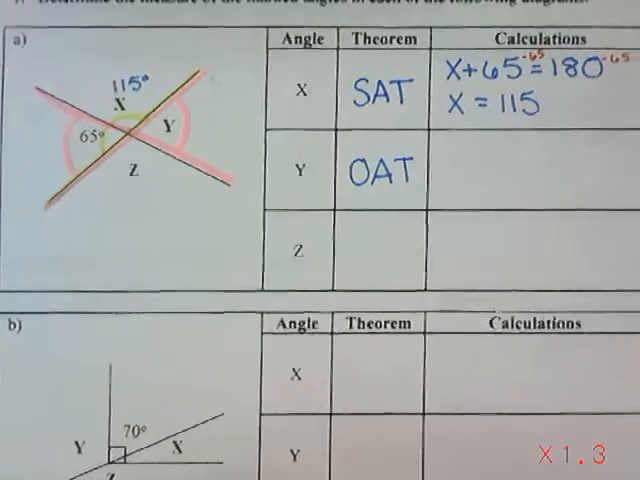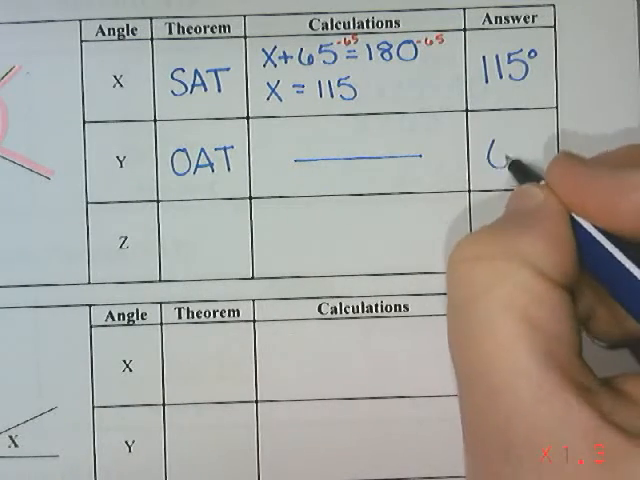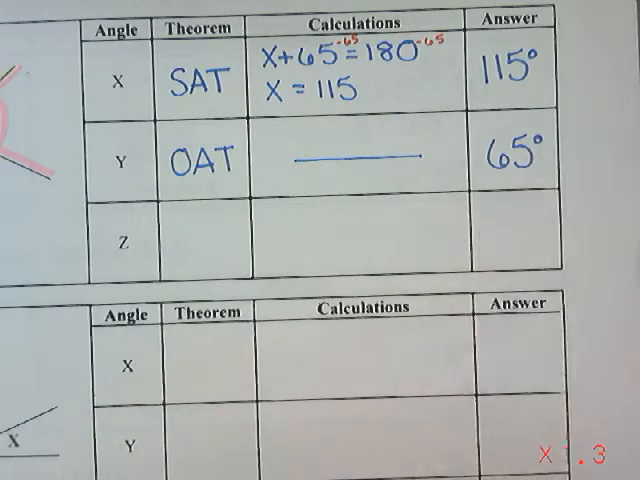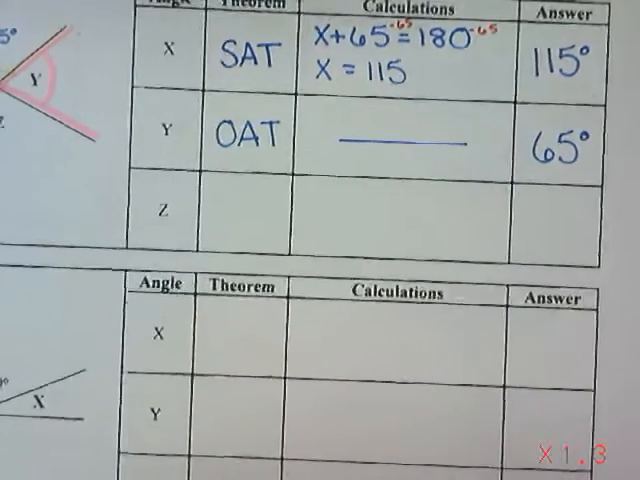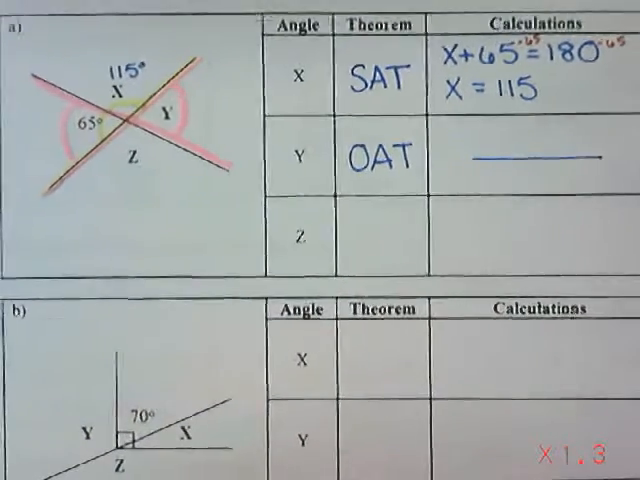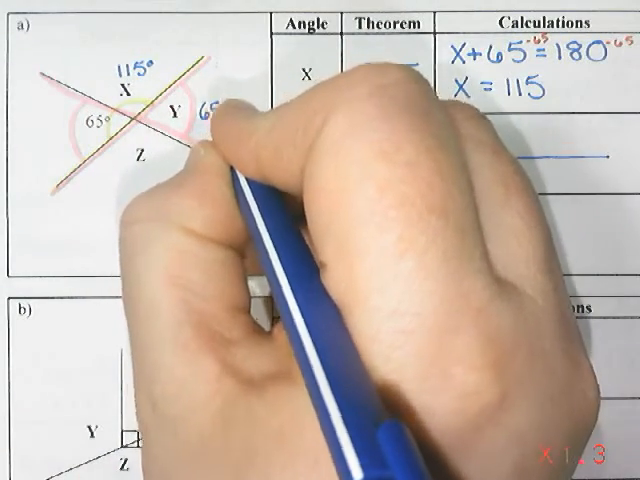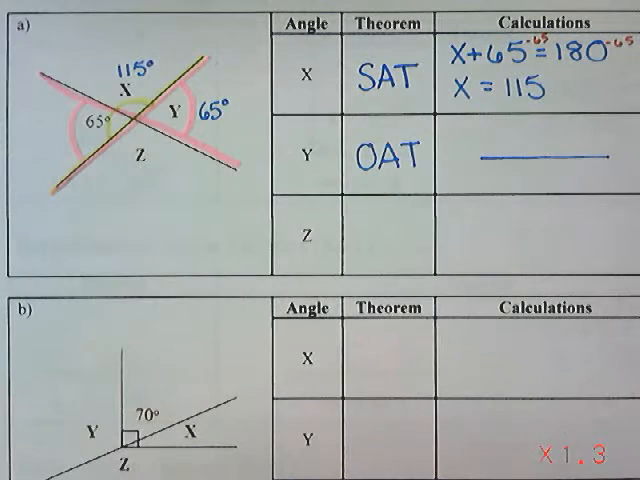The reason I like this one, it doesn't require any calculation at all. It's just 65 degrees. Now, like I said, you could do the straight angle, right? That they add to 180, you could do Y plus 115 equals 180 and solve it that way, right? I chose to do the opposite angle theorem. So this is 65 degrees.